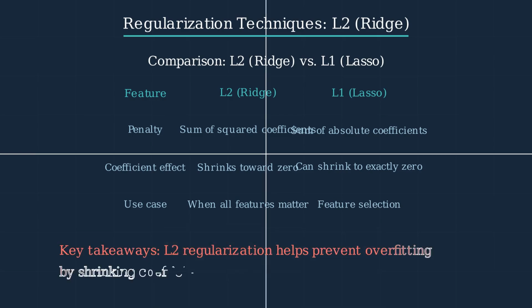The key takeaway is that L2 ridge regularization helps prevent overfitting by shrinking coefficients proportionally towards zero, and it works particularly well when dealing with correlated features.